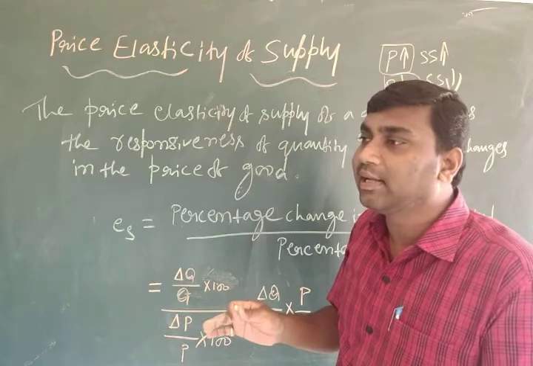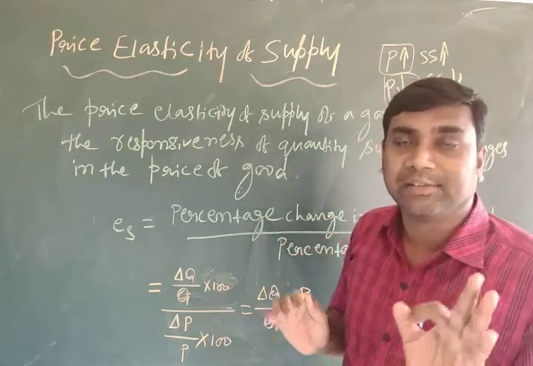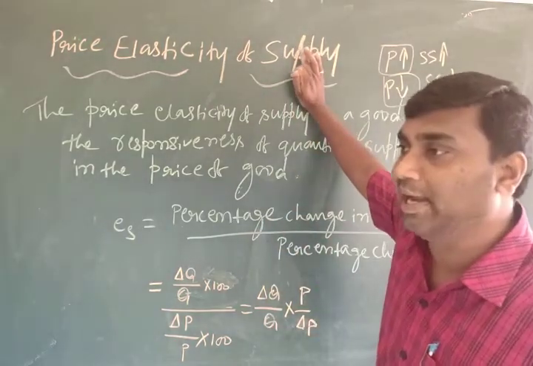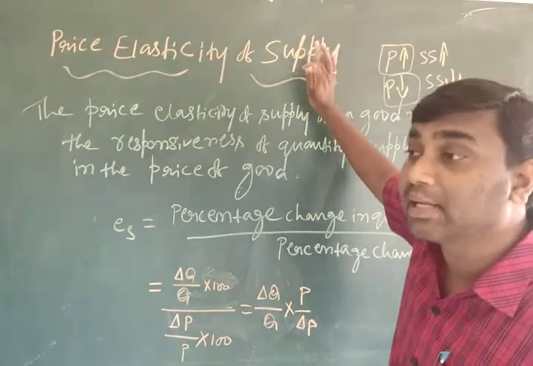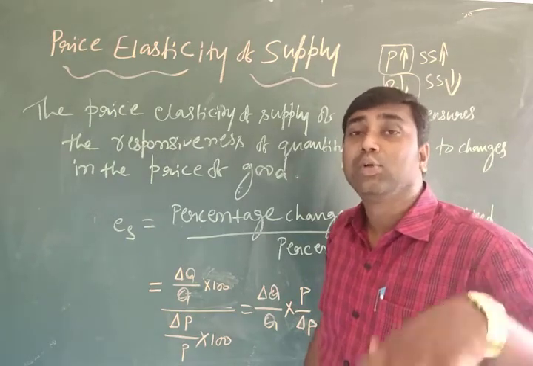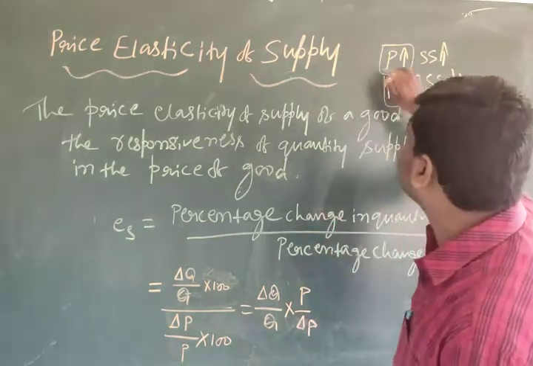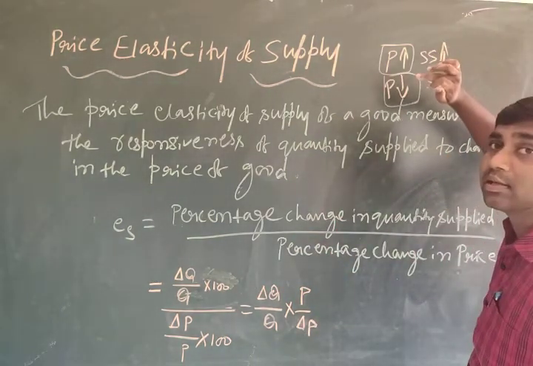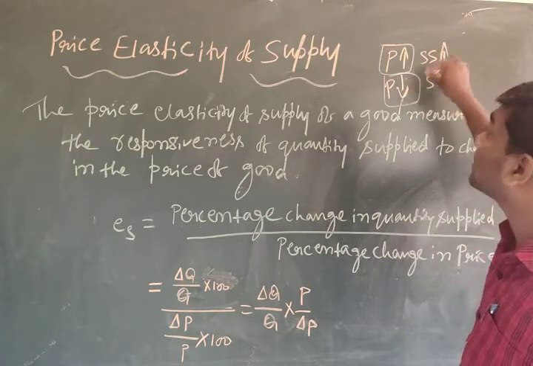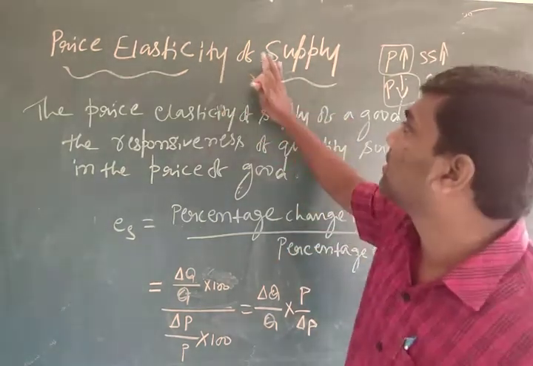In other words, you can say like that: elasticity of supply refers to the response of the quantity supplied to change in price level. What is the response of supply to the change in price? If the price increases, supply also increases. How much will it increase? If the price decreases, supply also decreases. How much? To know that, we have to study the price elasticity of supply.